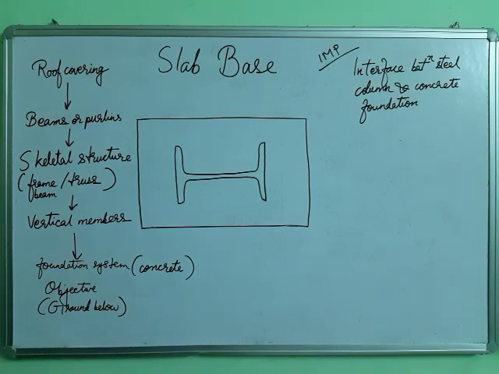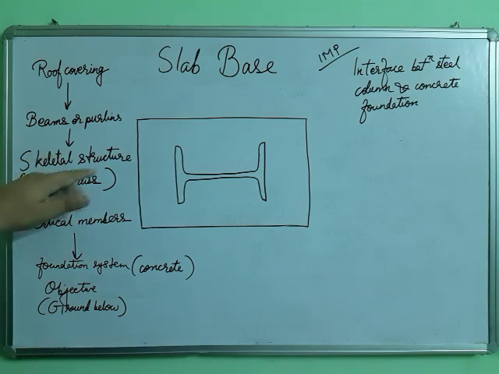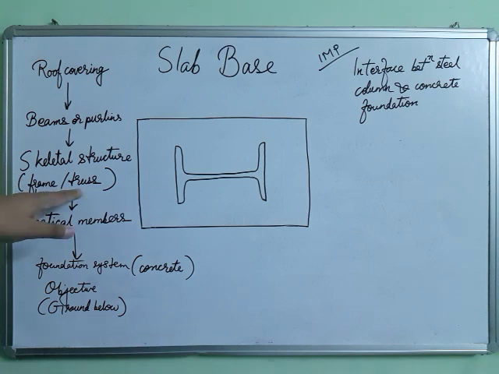You see, essentially, if you remember the configuration, the load transfer mechanism in the system starts from the roof covering, and then through the purlins or whatever may be the system, the load gets transferred to the skeletal structure. And the skeletal structure may be the frame beam or the truss system. We're not talking about the columns. First of all, it goes to the frame beam or the truss system. After that, it gets transferred to the vertical members.